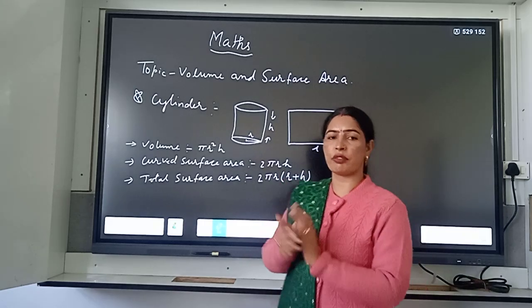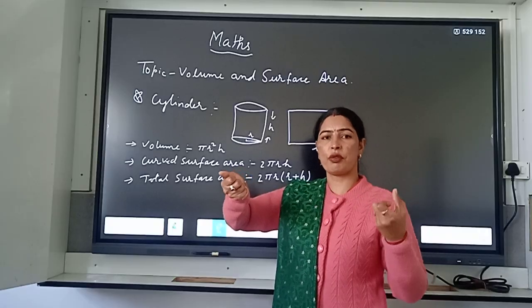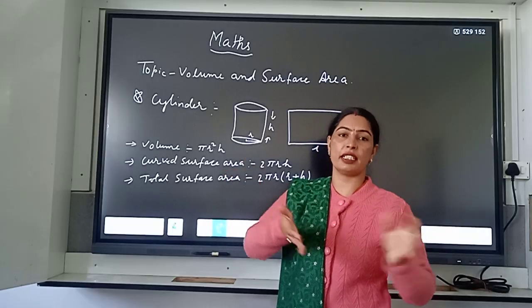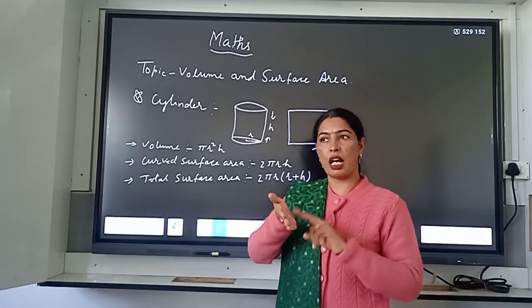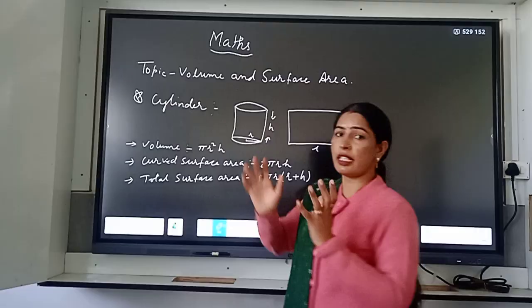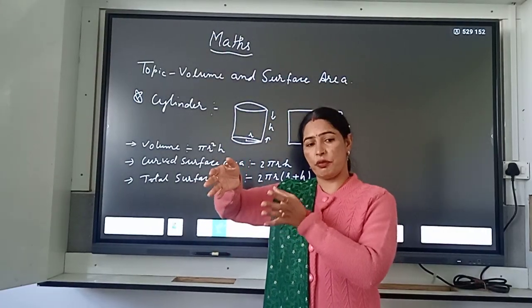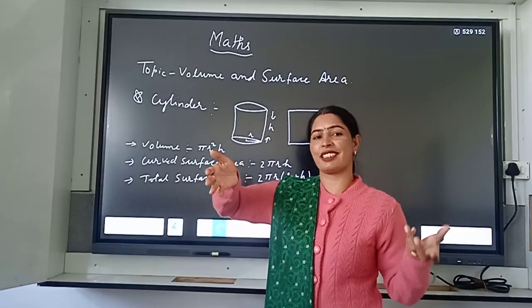Firstly, I am telling you the formula, then I will describe how we can find this and why we are writing this. Okay, we will learn both how and why. Firstly, what is the cylinder? Cylinder means a round shape. Whenever the cylinder comes up, we think of a gas cylinder.